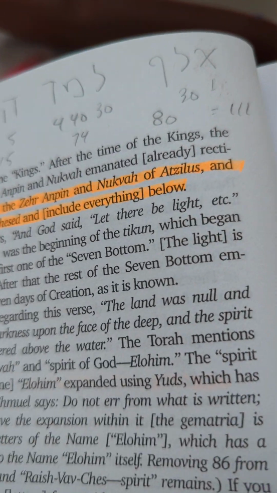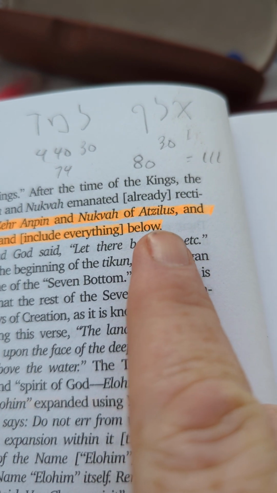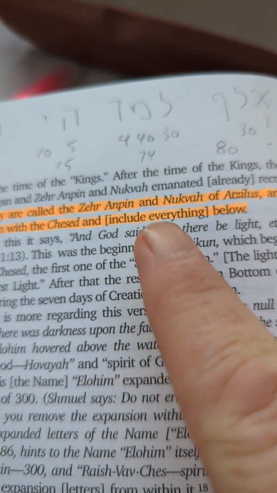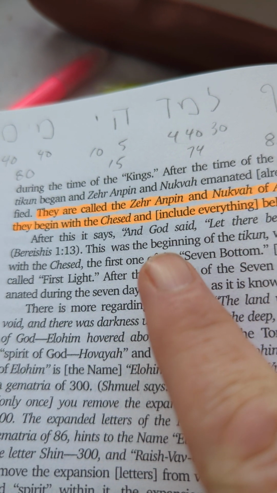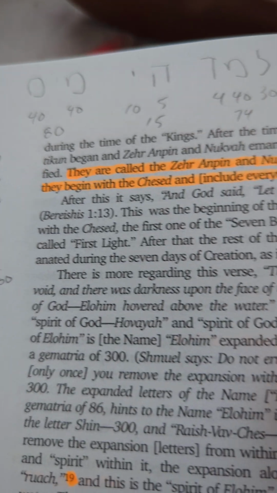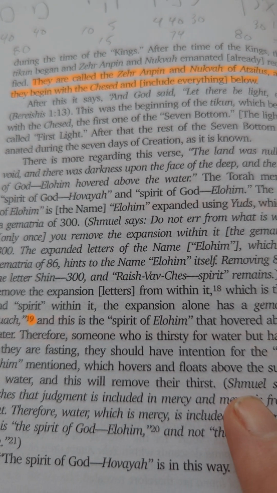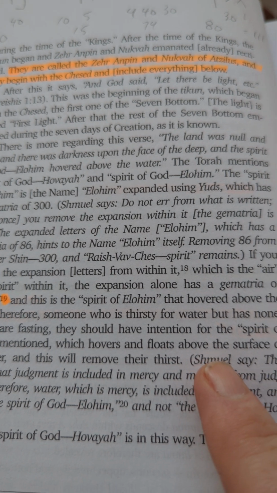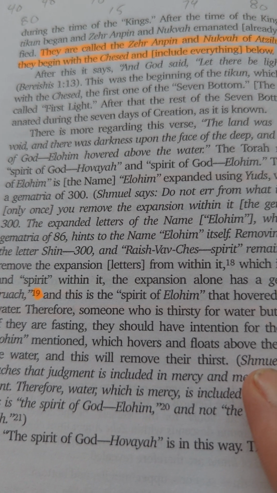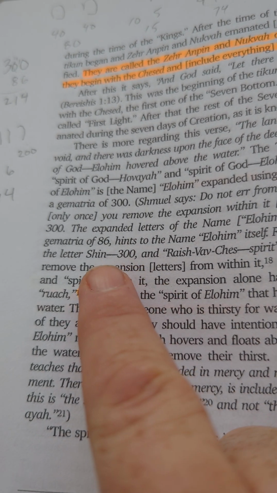Here I went through it. You have the Aleph, Lamed, Fe equals 111. Lamed, Mem, Dalet equals 74. Hey, Yud equals 15. And Mem equals 80, totaling 300. This is the expansion of the name of Elohim. And Shmuel says, do not err from what is written only once. You remove the expansion with it, the gematria, from 300.